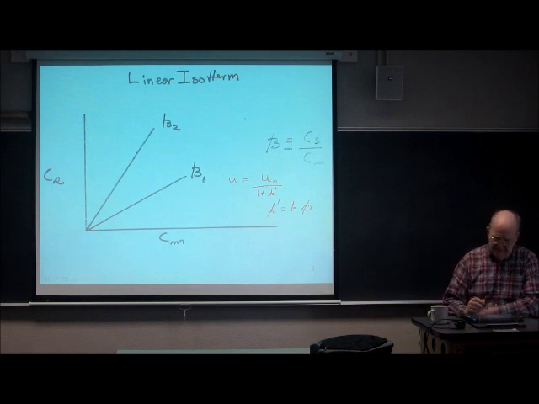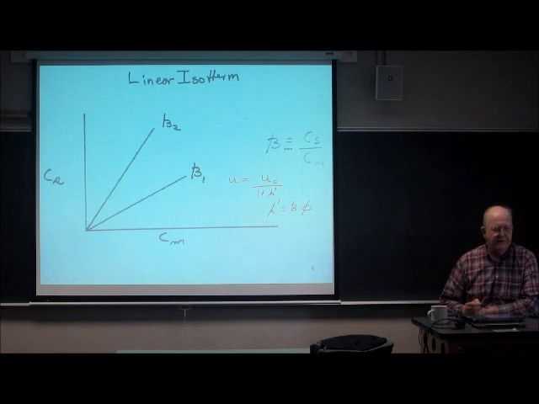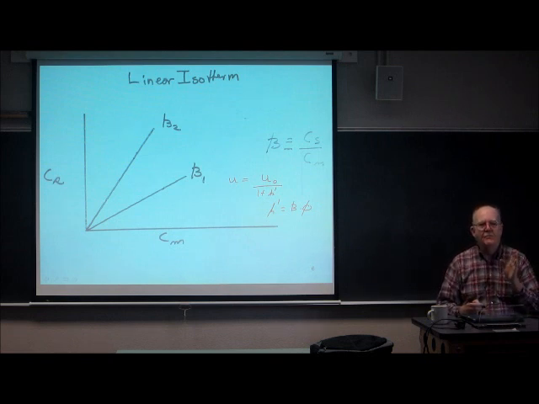Now, which of these two zones, the one corresponding to beta 1 or the one corresponding to beta 2, is going to move through the column faster?